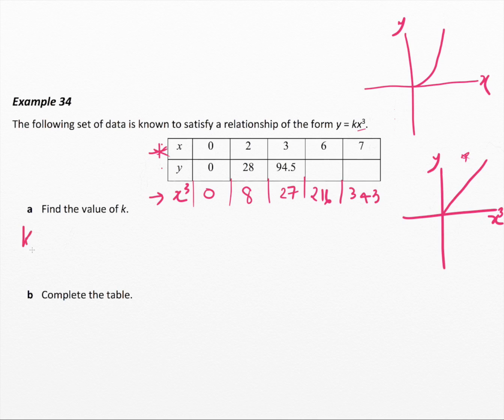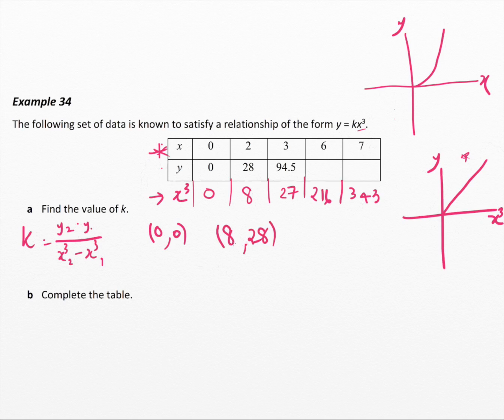So our k is going to be y2 minus y1 over, in this case we're not working with x, we're working with x cubed, so it'll be x cubed 2 minus x cubed 1. All we need to do is pick out 2 coordinates. So the easiest coordinate to work with is 0, 0, and then we could also work with, remember it's not x, we're working with x cubed, so that's 8 and 28.